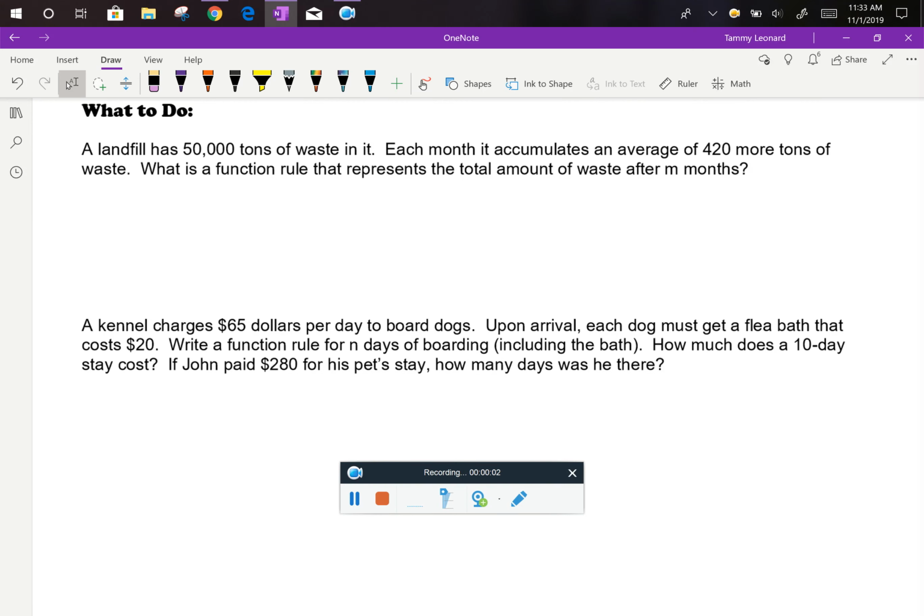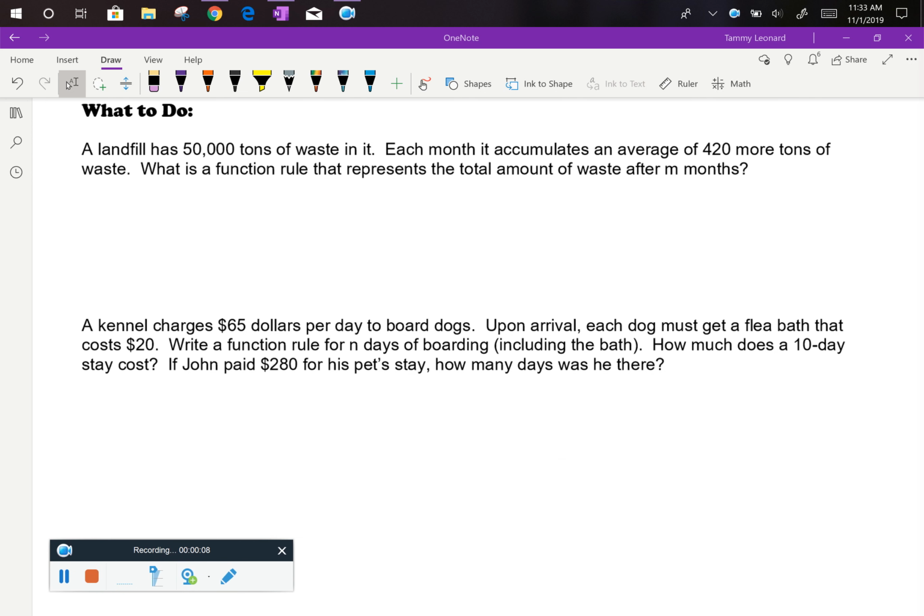A landfill has 50,000 tons of waste in it. Each month, it accumulates an average of 420 more tons of waste. What is a function rule that represents the total amount of waste after m months? All right, they have defined our variable for us, telling us that m stands for the number of months.